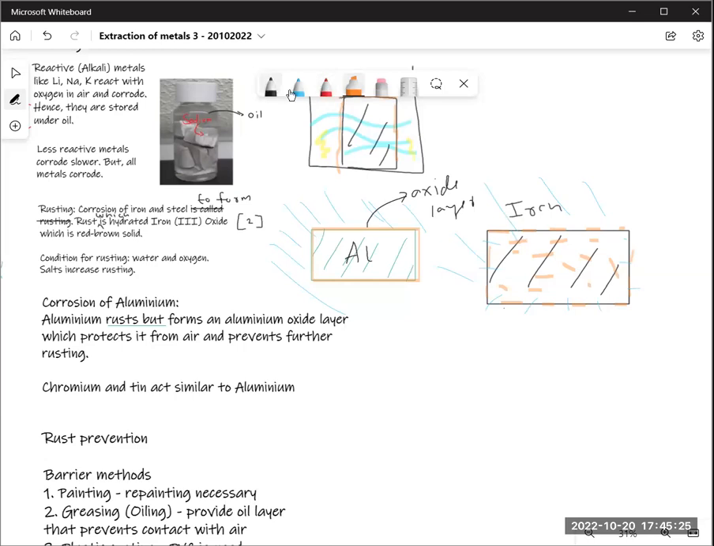Now, I want you to read this part. Oxide. Diana, read the whole thing out loud. Aluminium rusts but forms an aluminium oxide layer which protects it from air and prevents further rusting. Now, tell me, why does aluminium not rust? Because it forms an aluminium oxide layer which protects it from air. Perfect. Safa, can you tell me why does iron rust? Why is it different from aluminium?